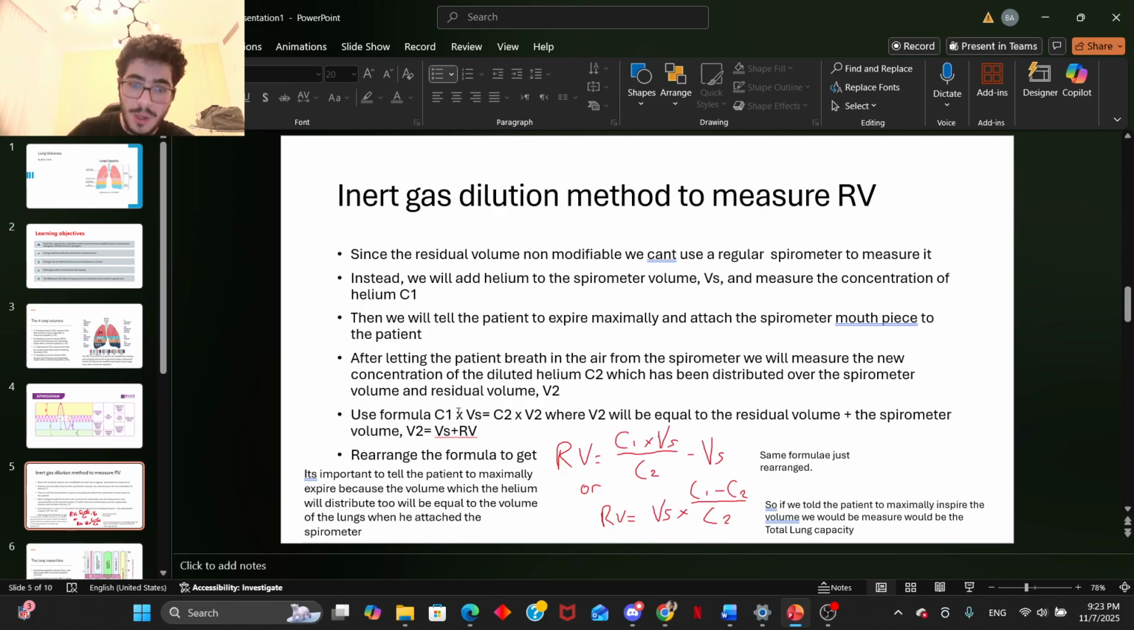residual volume. So when we rearrange this formula, we get RV is equal to C1 times VS over C2 minus VS. You can rearrange this; this is how it's written in the notes: VS times (C1 minus C2) over C2. And you're going to get the residual volume. Okay?